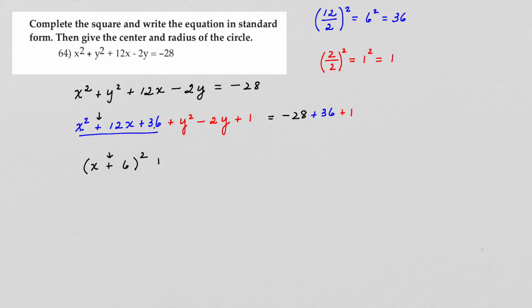I do the same thing with y. So I have y squared, that's going to become y. I have a plus 1, that becomes 1. And because this is a minus 2y, it's going to be y minus 1. And then we square. And on the right-hand side, when I take negative 28 plus 36 plus 1, I get 9.